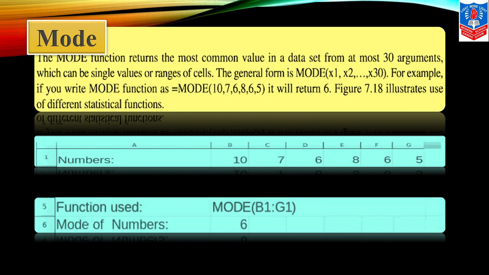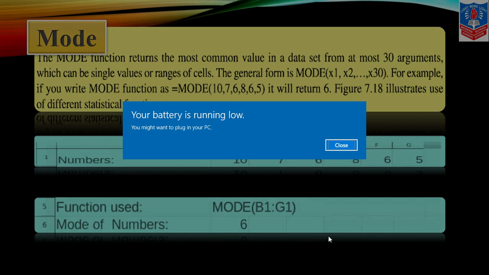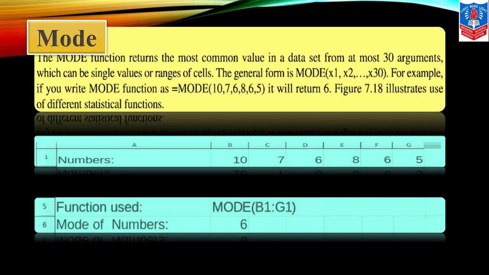Next we have mode. The mode function returns the most common value in a data set from at most 30 arguments, which can be a single value or a range of cells. The general form is mode x1, x2, till x30. For example, if you write the mode function as is equals to mode and the cell range, it will give the output 6.